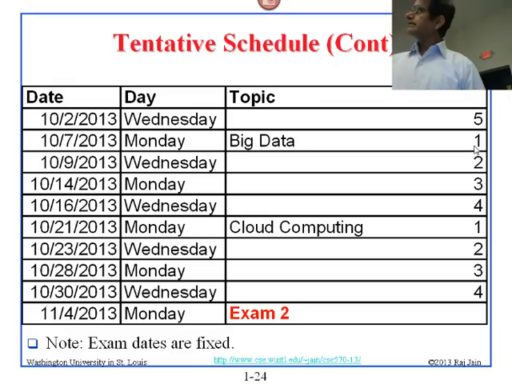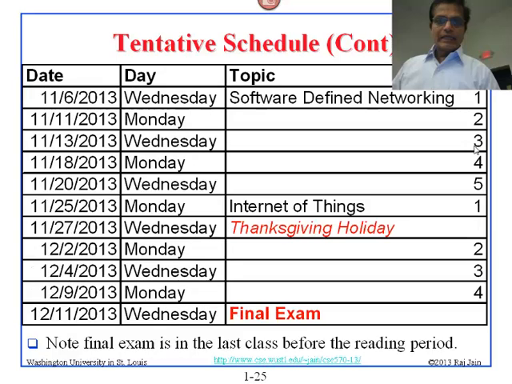And the second exam is on 11/4. And you can see big data, cloud computing. And the third exam, the final exam, is on 12/11. And that 12/11 is before the exam period. It is the last class before the reading period. So it's in the class time, during the class time. And you can see the details. Every exam covers whatever has been covered from the last exam to that exam. So it's not cumulative, it's just incremental.